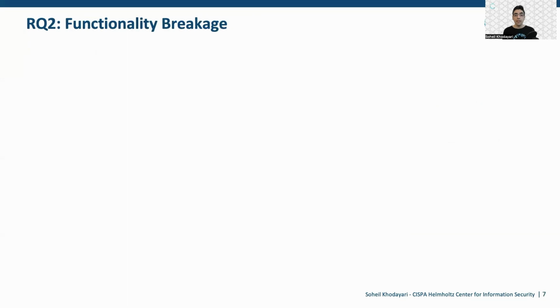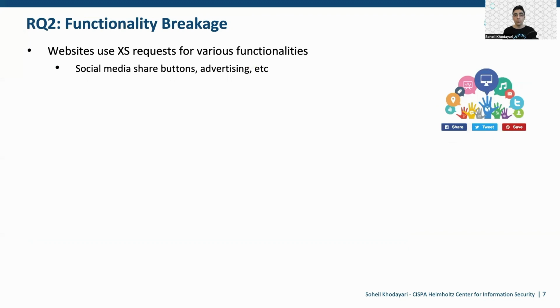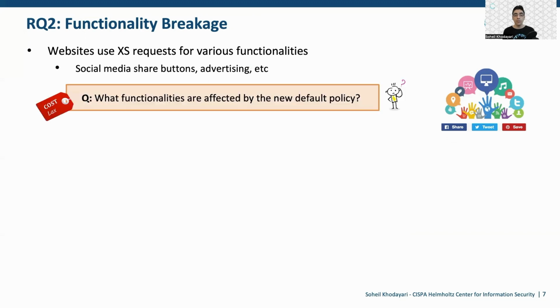Coming to the second research question, let's now have a look at the functionality breakage. Websites use cross-site requests for various functionalities, such as social media share and like buttons, advertising, and the question is what functionality is affected by the new default policy.